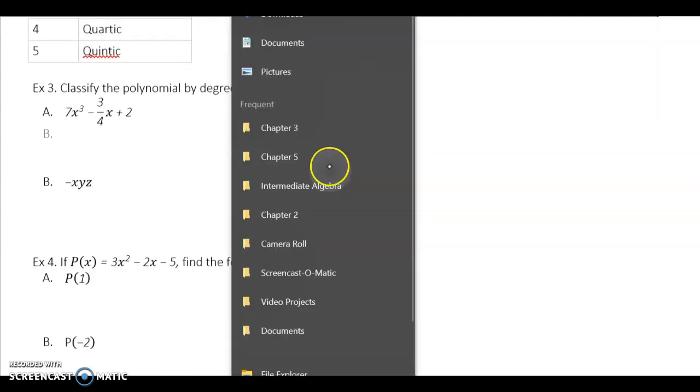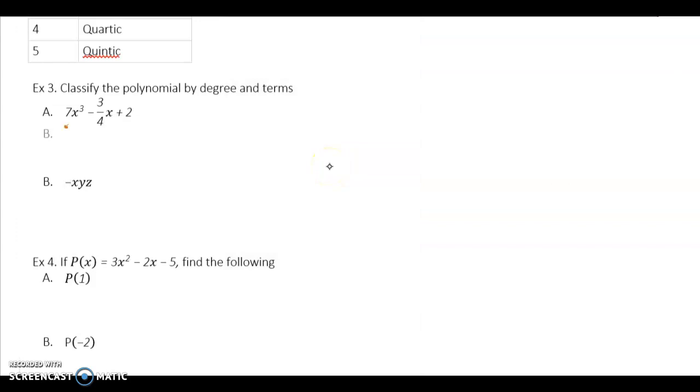So here we have 1, 2, 3. So I'm going to say 3 terms. And this one's a little bit easier because you only have one variable. So in this case, you just have to look at the highest degree, which is 3. So degree 3. So for degree 3, we call it a cubic. And with 3 terms, we call it a trinomial. Alright, so this is a cubic trinomial.